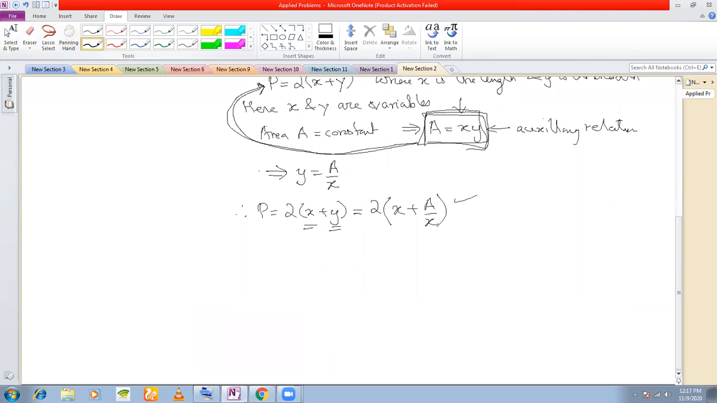Now what we do here is, we got P is equal to twice of this. Therefore, we now find dP/dx. What is dP/dx? Area, remember, here is constant. How will you differentiate this? 2 is a constant. You can take it out of the differentiation. You get d/dx of x, plus d/dx of a by x, right?